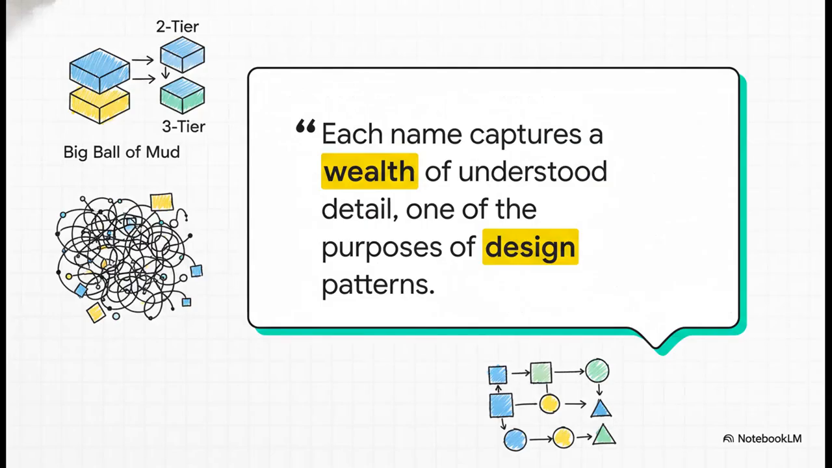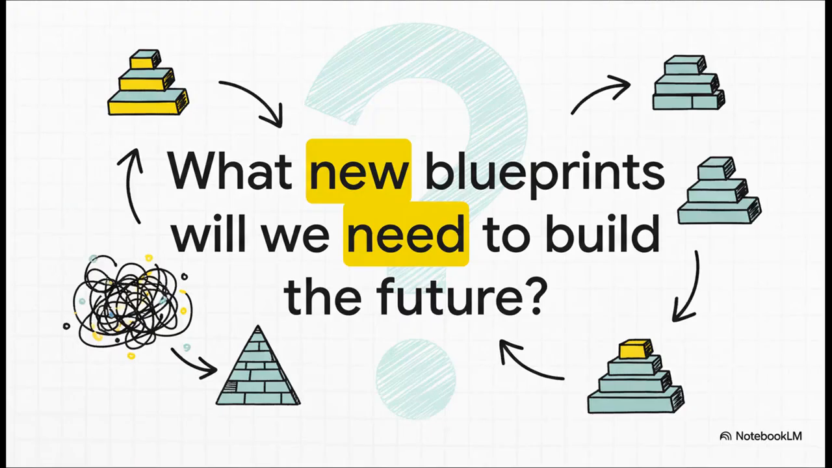As our source material puts it, each name is just packed with understood detail. It's a shared vocabulary, a design pattern that lets teams get on the same page instantly. And that shared understanding is what allows us to build these incredibly complex systems collaboratively and effectively. But the evolution from a single unit to 2 tiers to 3, it hasn't stopped. The complexity of our digital world just continues to grow exponentially. And this leads to a final question. As we build even more sophisticated systems, what new blueprints, what new architecture styles will we need to invent to manage all that complexity and keep building the future?